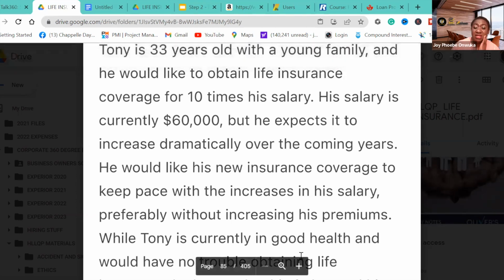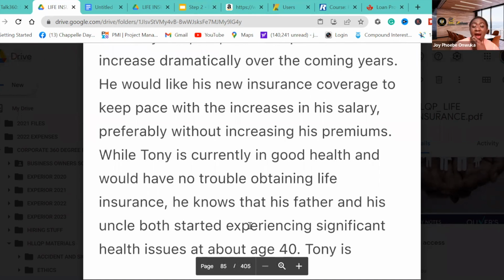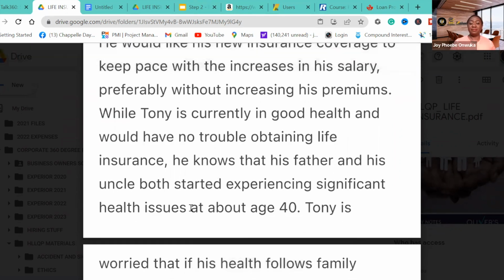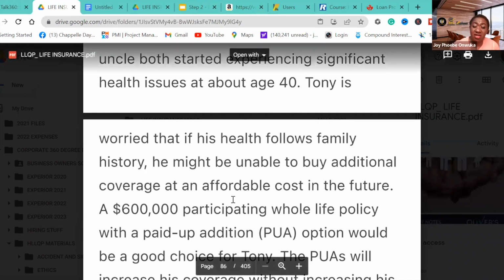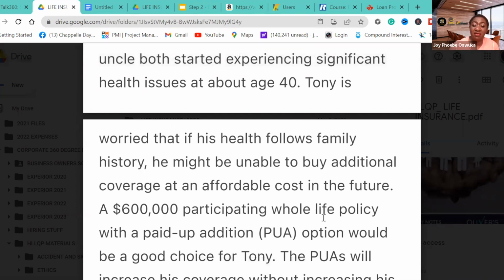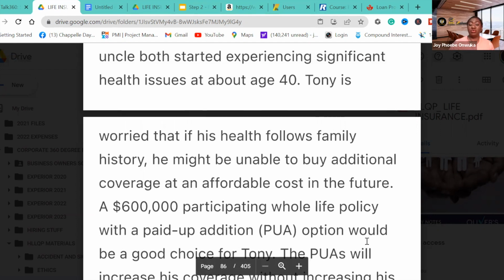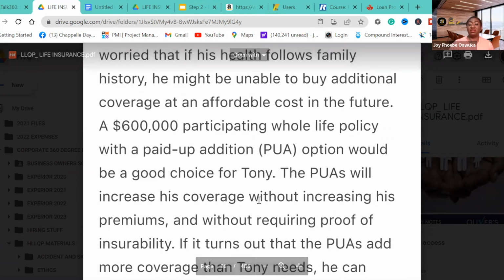While Tony is currently in good health and will have no trouble obtaining life insurance, he knows that his father and his uncle both started experiencing significant health issues at age 40. So Tony is worried that if his health follows family history, he might be unable to buy additional coverage at affordable costs in the future. So a $600,000 participating whole life policy with a paid-up addition option will be a good choice for Tony.